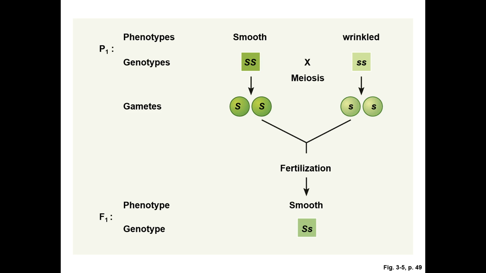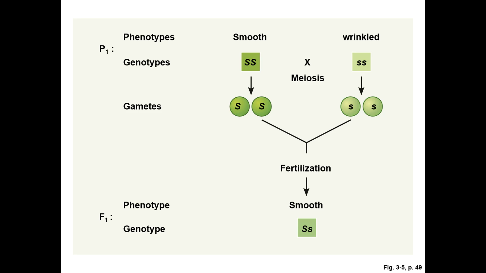And then fertilization is going to occur between the smooth and the wrinkled. And the wrinkled is represented by the little s's because it's homozygous recessive, so little s and little s. And now the only option you can get when you cross these is a big S from the smooth and a little s from the wrinkled. And so the genotype in the first generation is going to be big S, little s, and because the big S is dominant, the phenotype is going to look smooth.